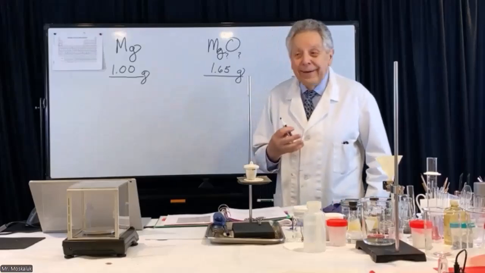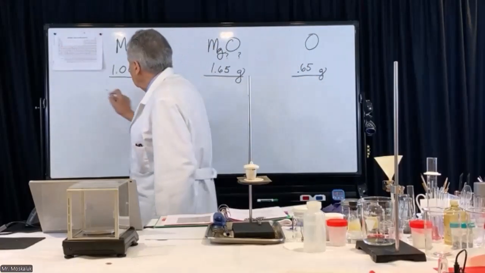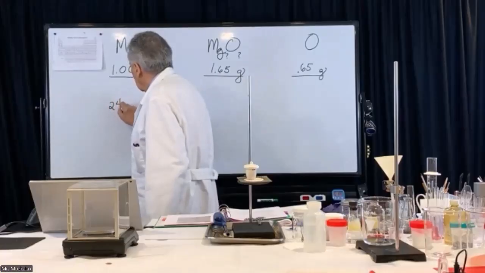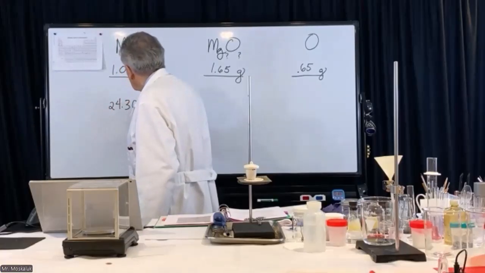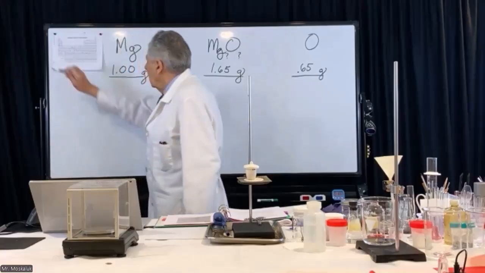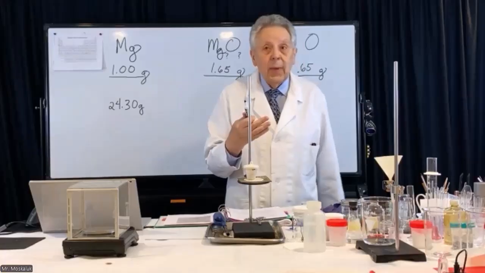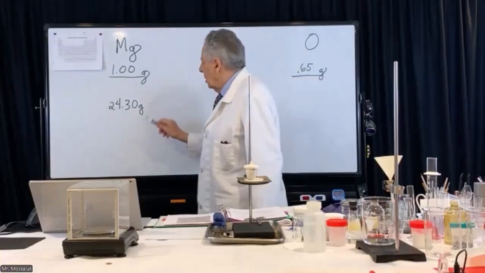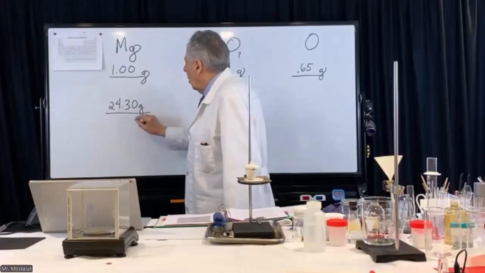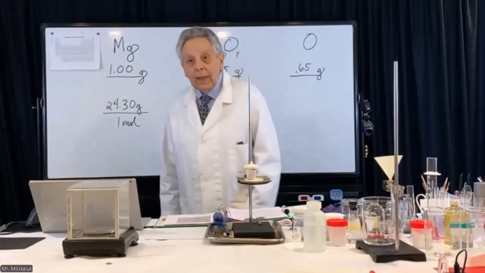Periodic table time. Magnesium. Underneath magnesium, 24.30. No units are shown on the table because that could be atomic mass units. But it also can be grams per 1 mole.